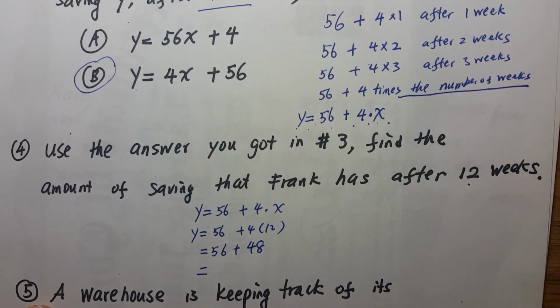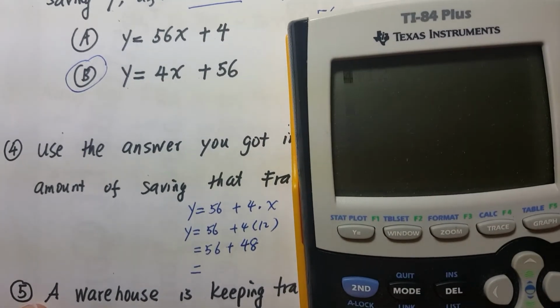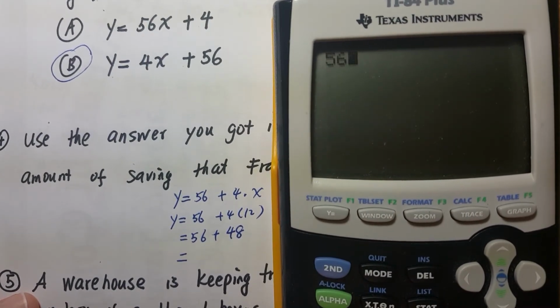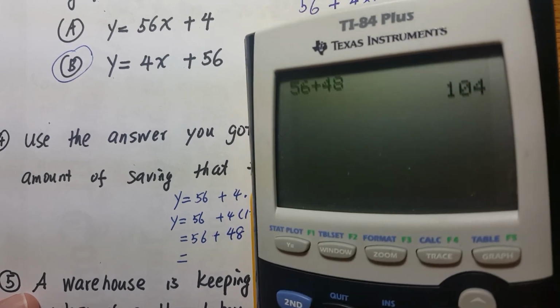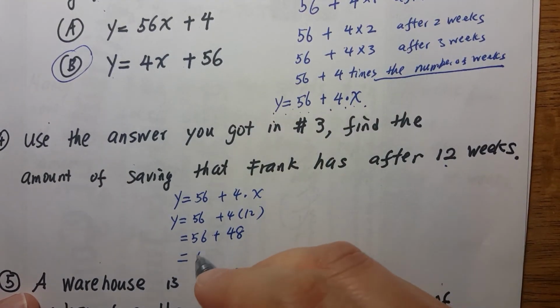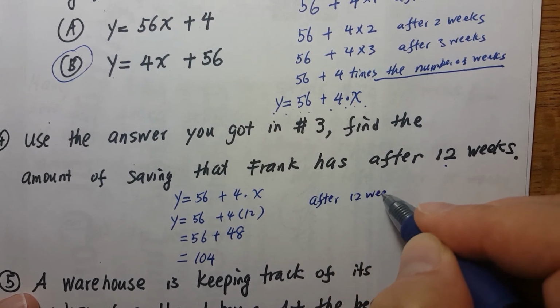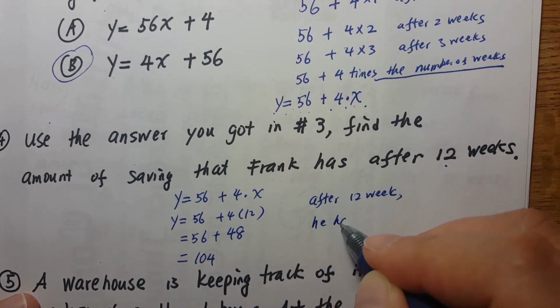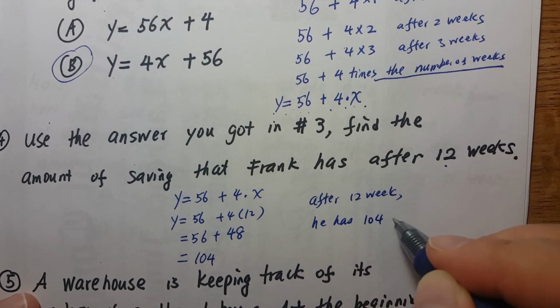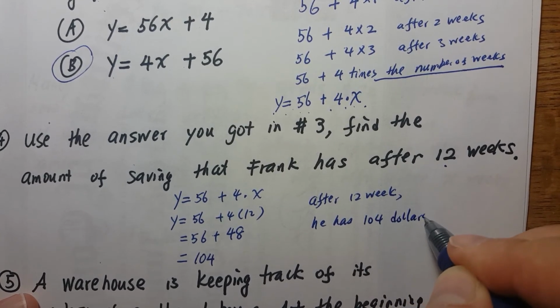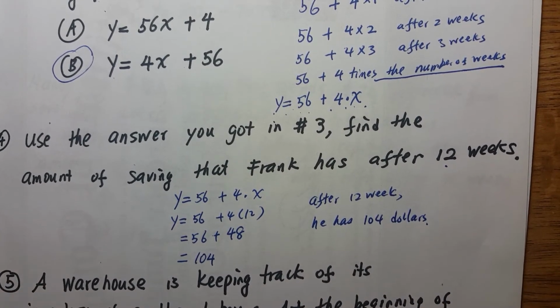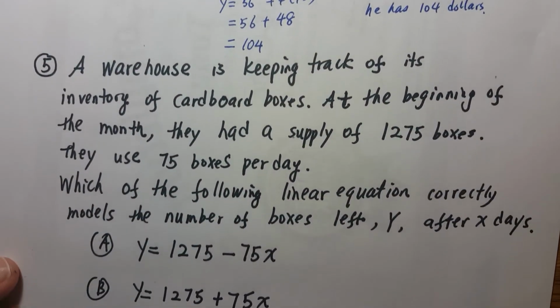And then we're going to add the initial amount, the amount that he began with, 56 plus 48, which is 104. So therefore, after 12 weeks, he has $104. So we finished question number 4. Let's take a look at number 5.